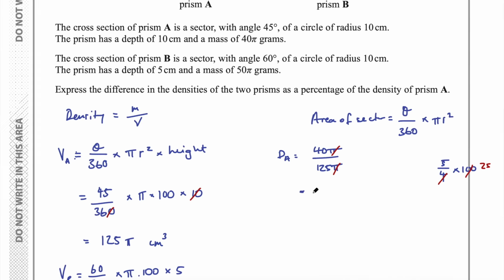If I cancel a 5 in the numerator and denominator, 40 divided by 5 is 8. 125 divided by 5 is 25. So for the density for A, I get 8 on 25 grams per centimeter cubed.